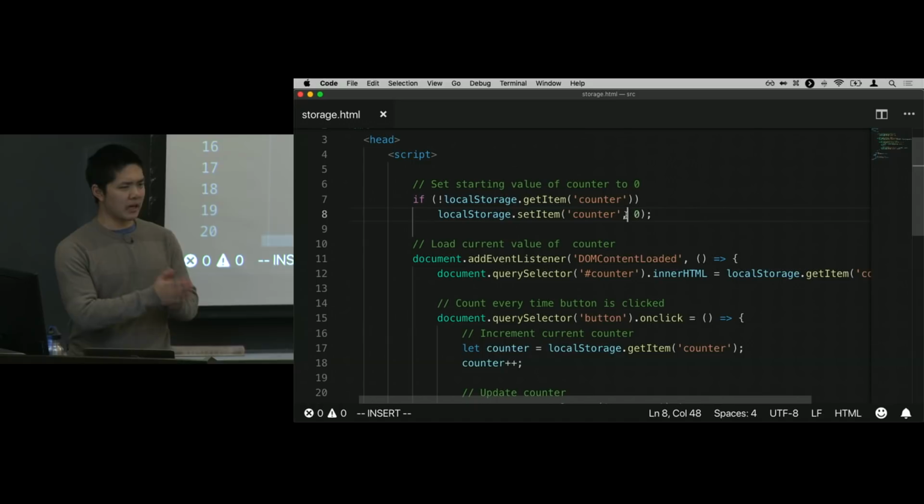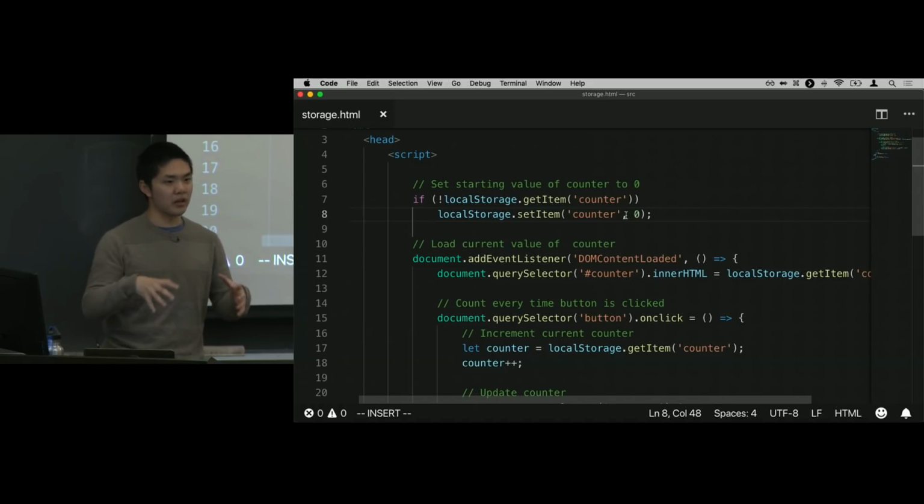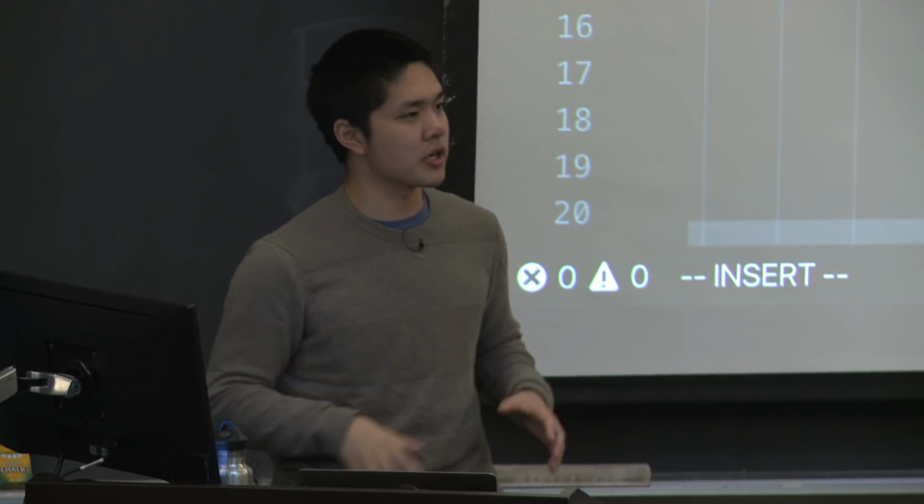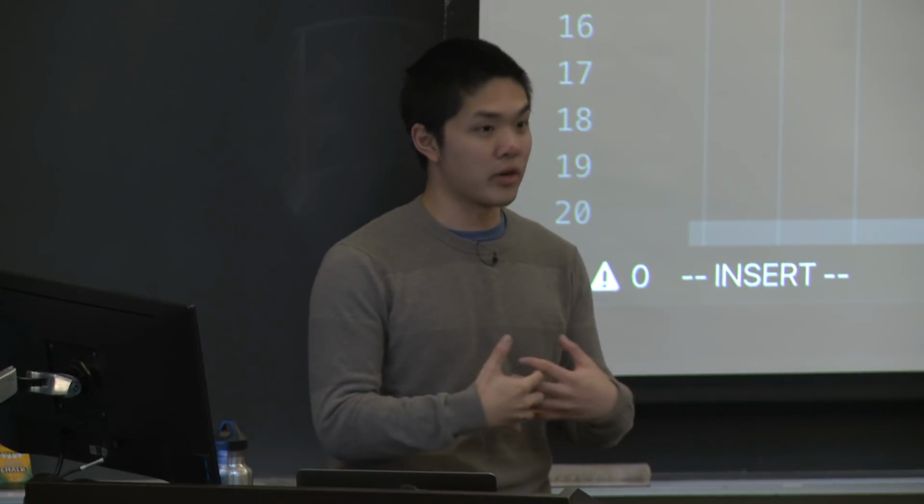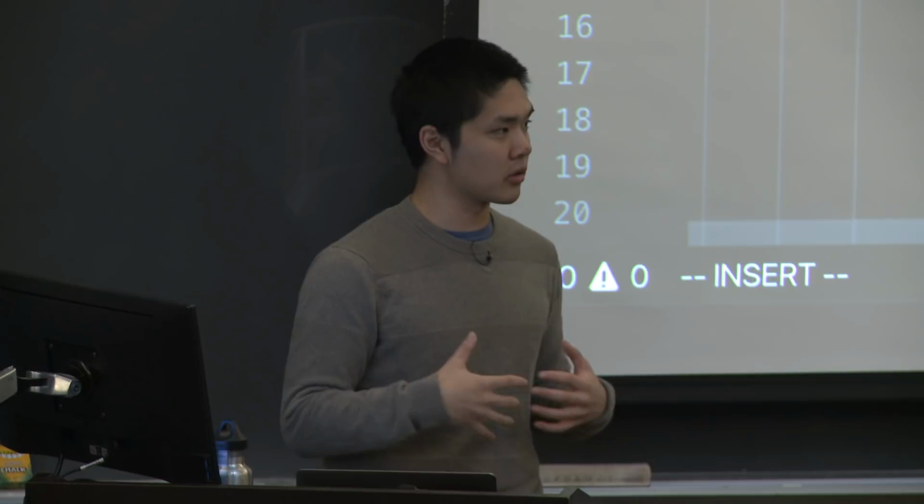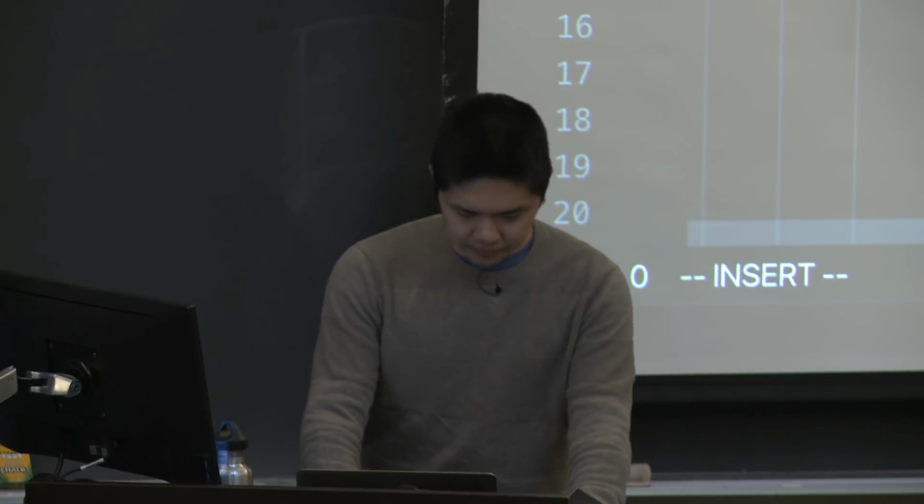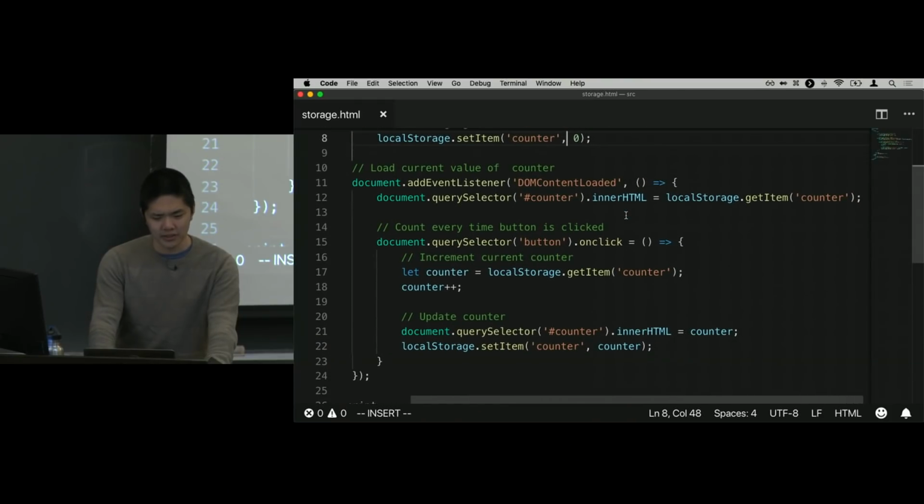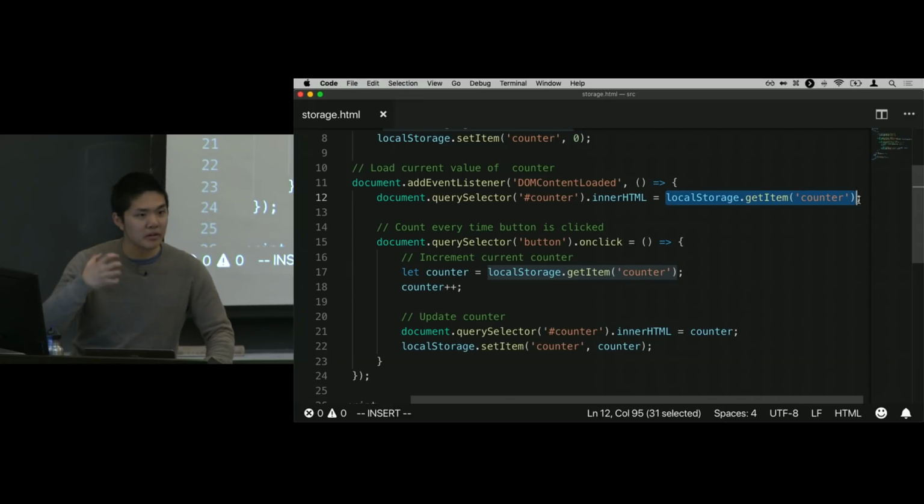This is distinct from a variable, whereas a variable will only exist for this page while it is open, while this function is running. Something in local storage is going to persist. You can close the page, you can quit the browser, restart the browser, and something in local storage will continue to stay there. And so now, when the DOM content is loaded, I take the counter and set its inner HTML to be whatever you get when you take local storage and get whatever is inside the counter.